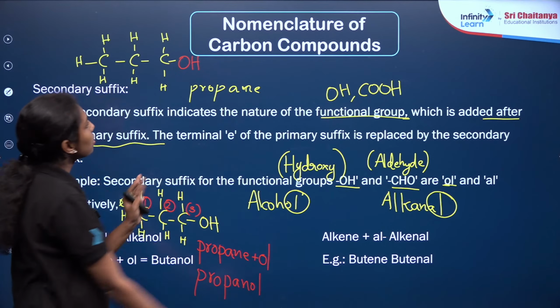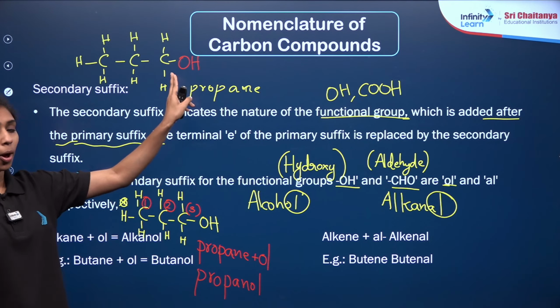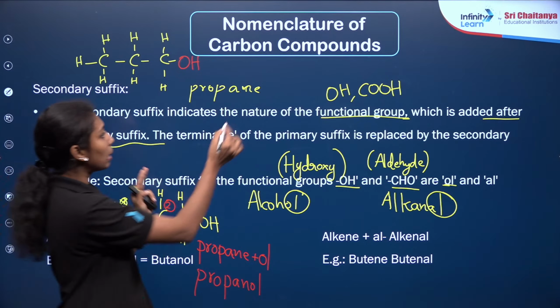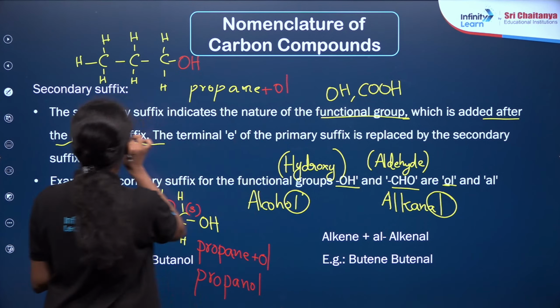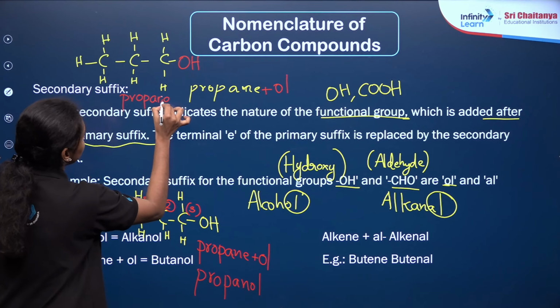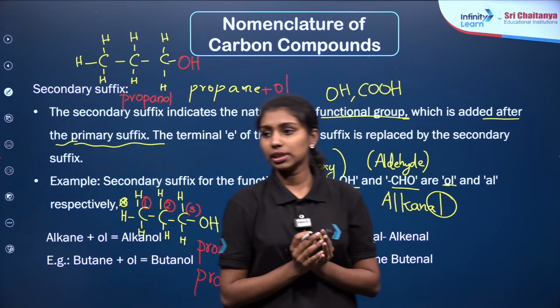Clear? So, OH means hydroxy group. It has the property of alcohol. So what I am doing? Propane plus alcohol, which means propane plus ol, the compound name will become propanol. Is that clear?